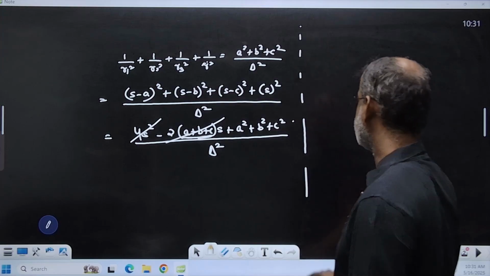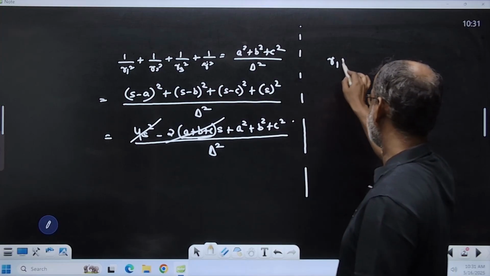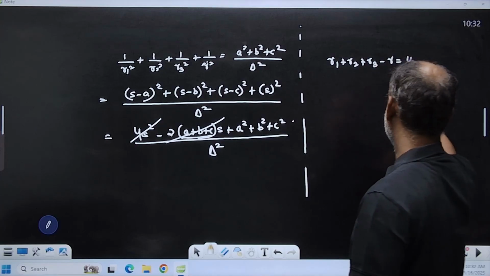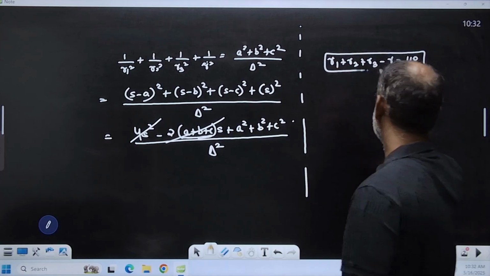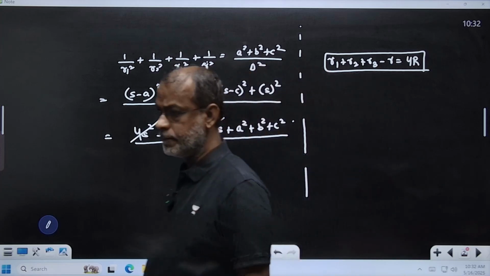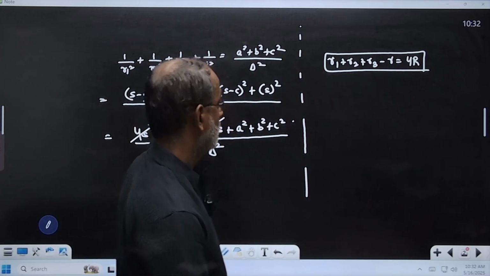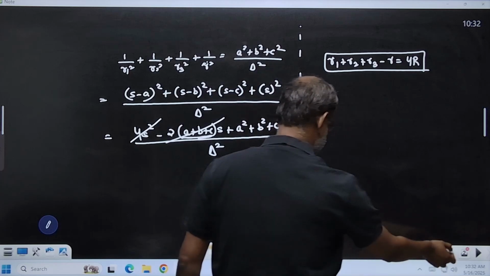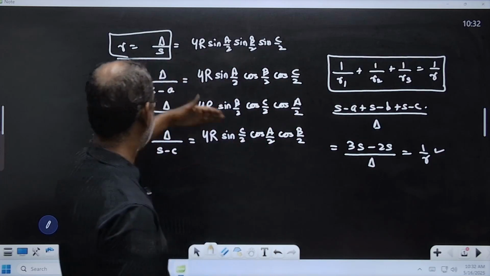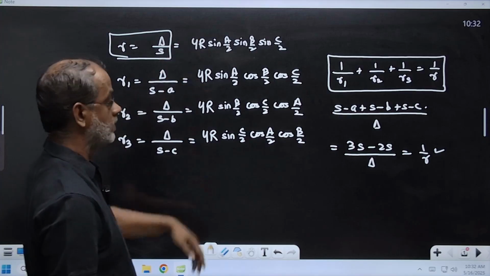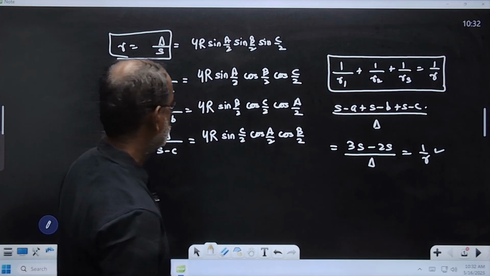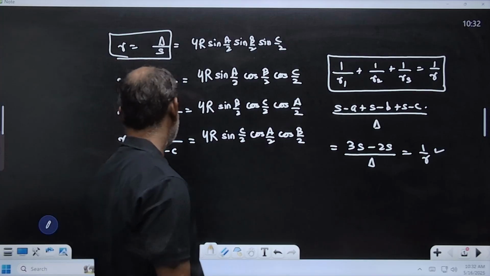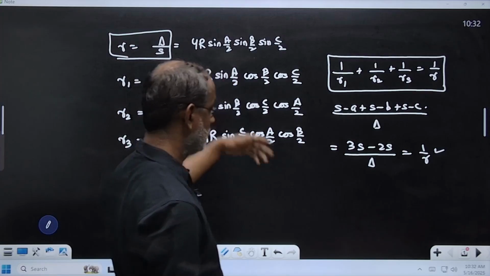Yet another relation which I feel one can remember is r1 plus r2 plus r3 minus r is 4R. Okay. Since you have to find 4R, it is better that we use this expression r1 plus r2 plus r3 minus r. So, for r1 plus r2 you have cos C by 2 common, for r3 minus r you have sin C by 2 common.